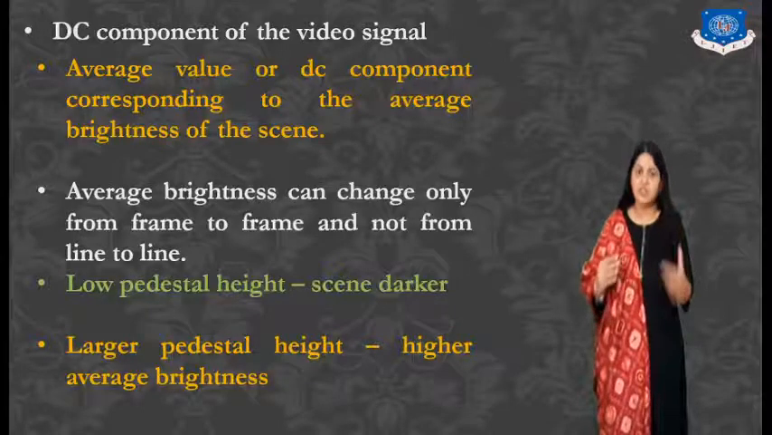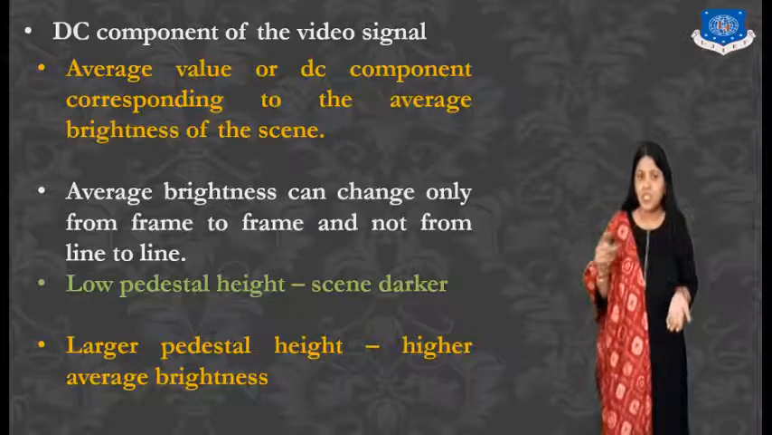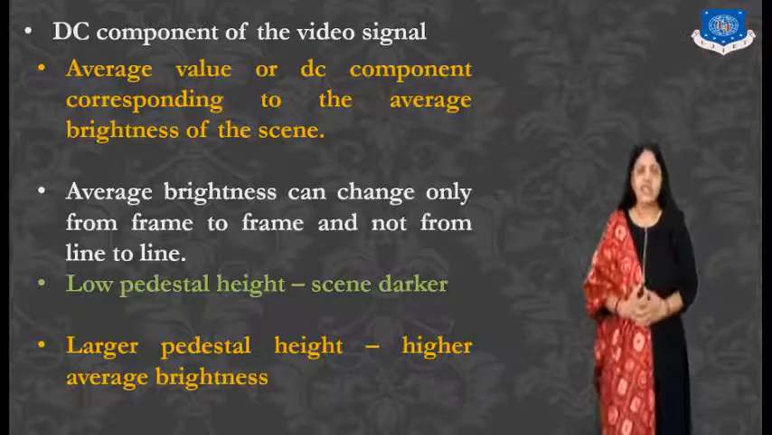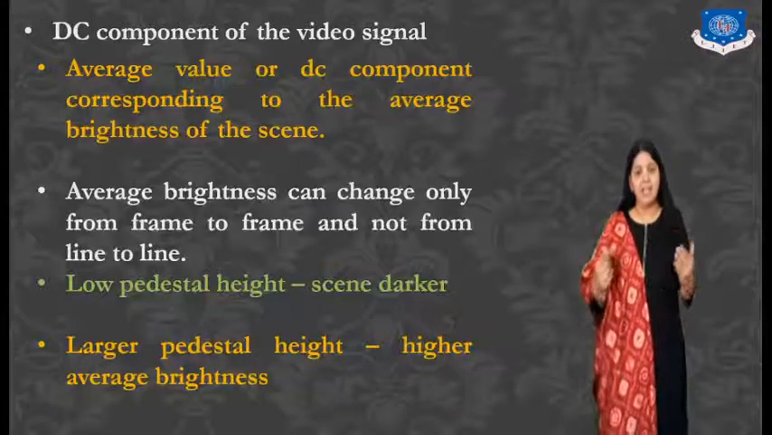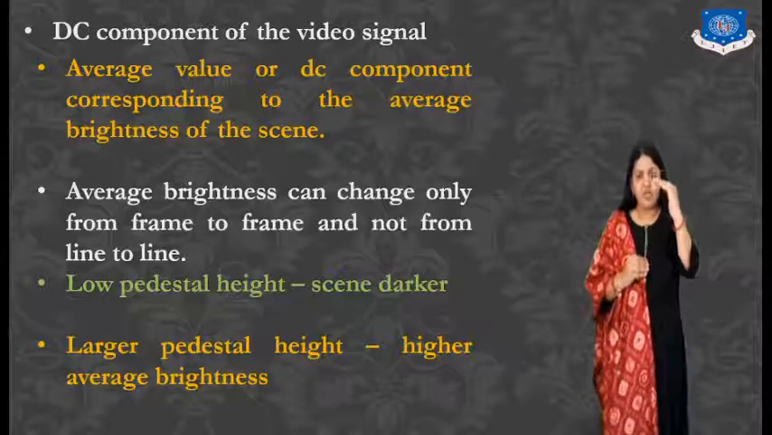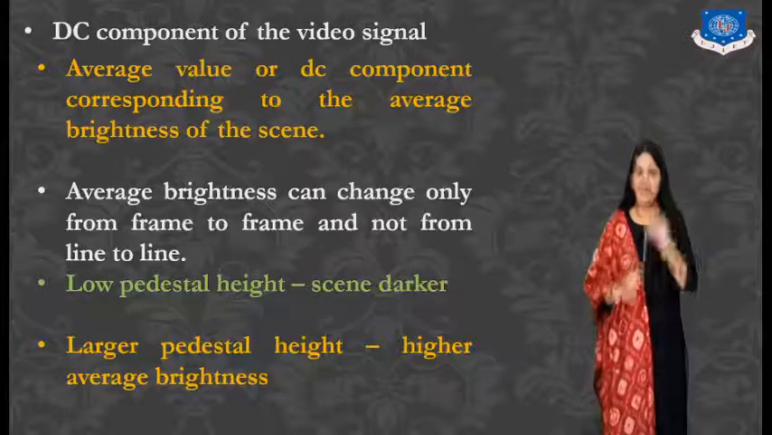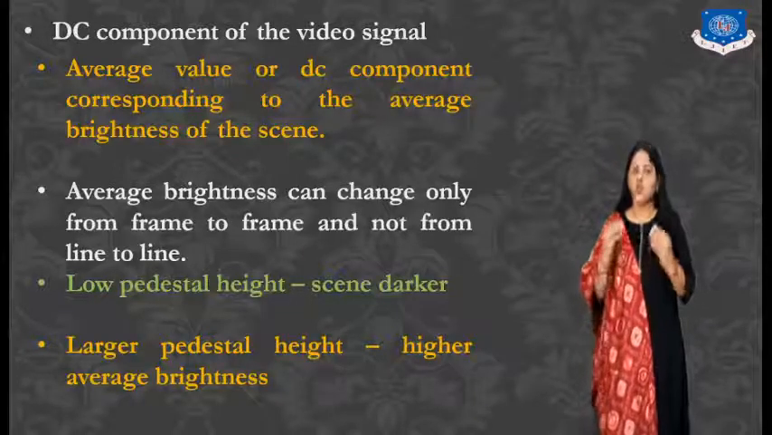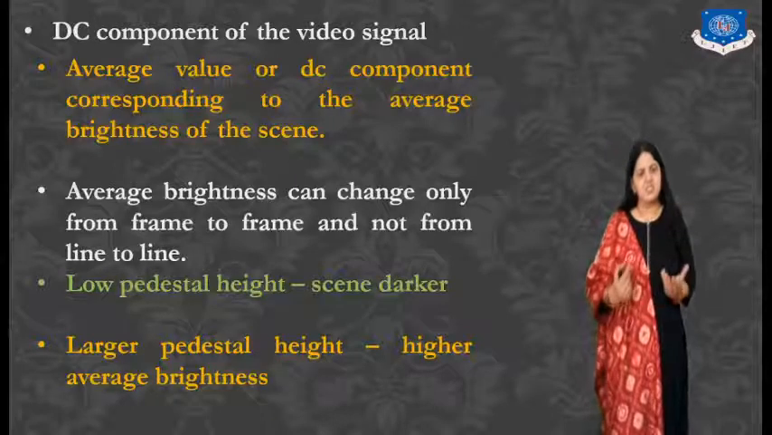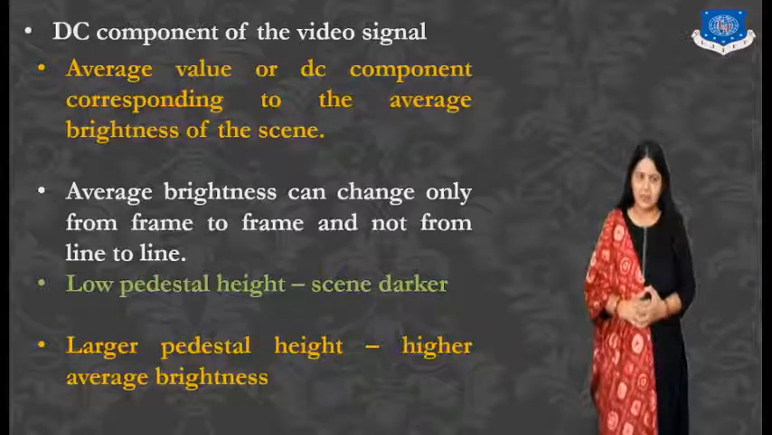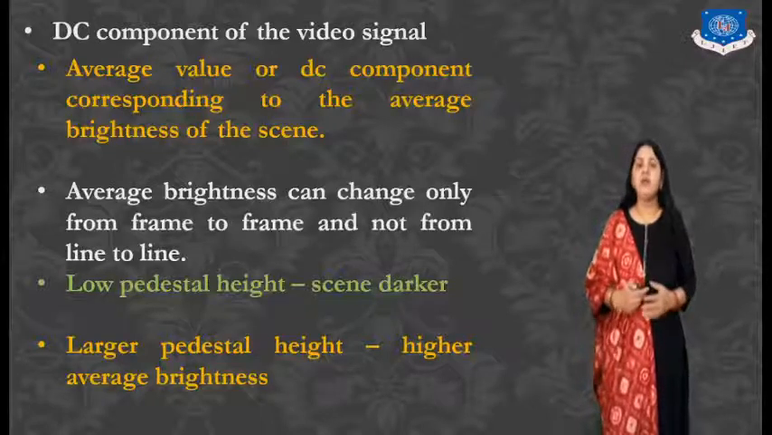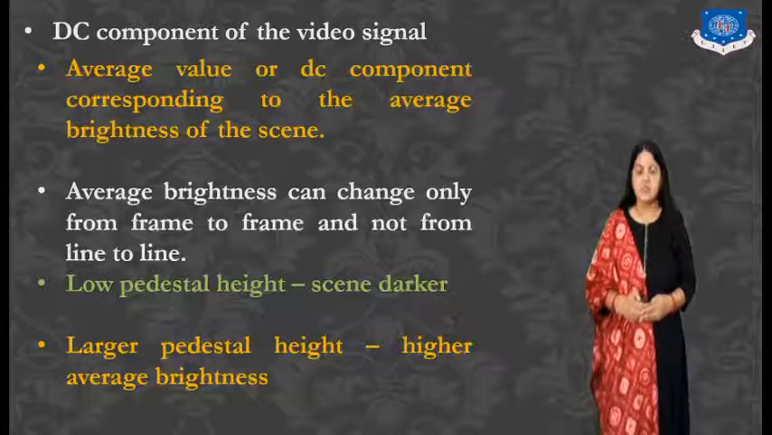This operation is not applied to a particular line, such as line number 1 or line number 2 up to line number 625, but to the whole frame, from line 1 to 625. So a low pedestal height means a darker scene, and a large pedestal height means a higher average brightness. This way we can set it.